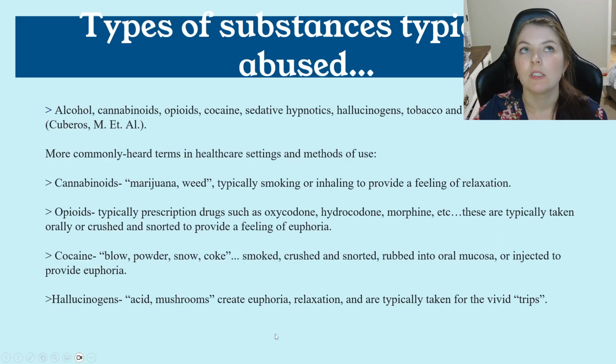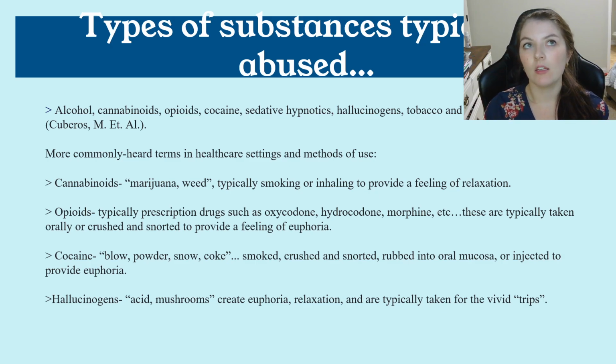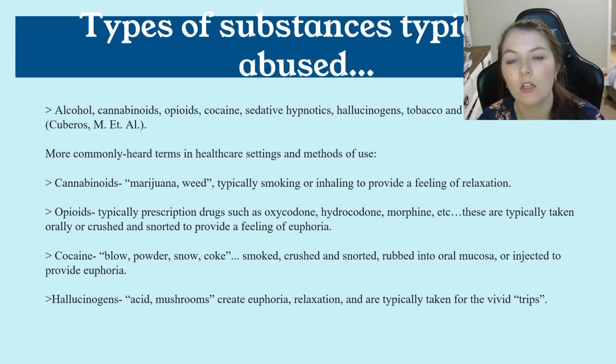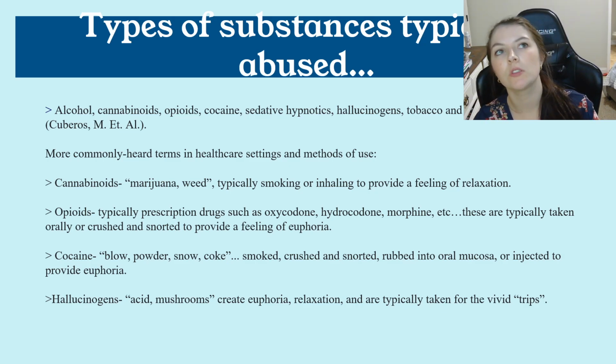Types of substances that are typically abused. These are the most common ones that we find in healthcare with our patients. There are many different ones, but the most common ones include alcohol, cannabinoids, opioids, cocaine, sedative hypnotics, hallucinogens, tobacco, and a few other substances. I did add on this slide the street terms or the slang for what they're commonly called by users.